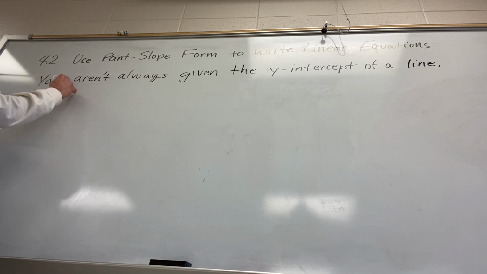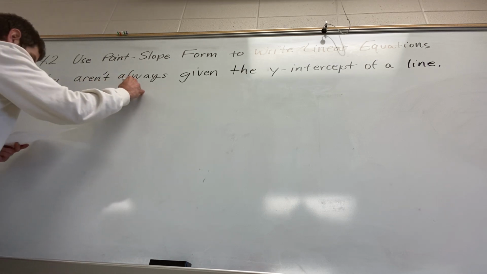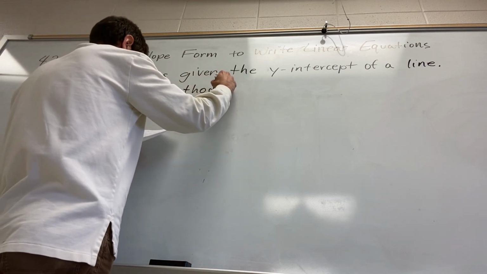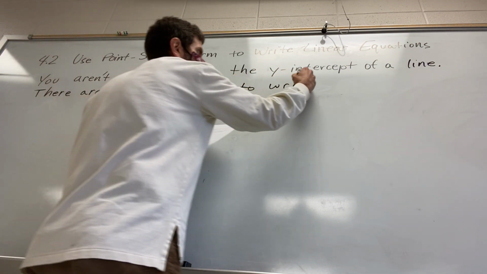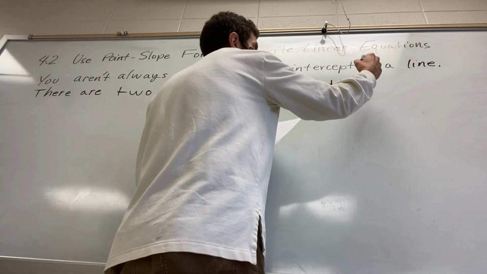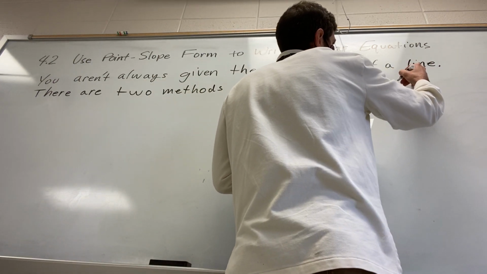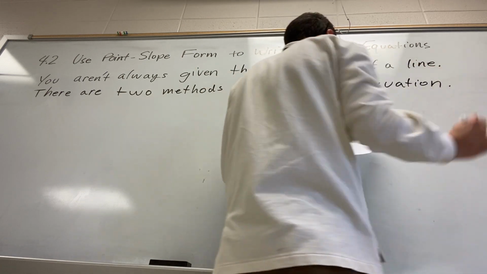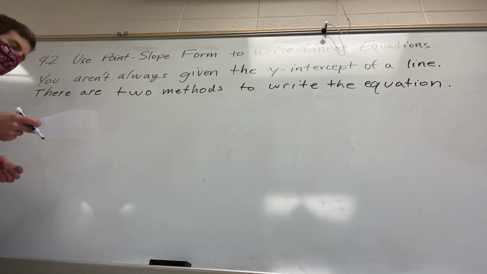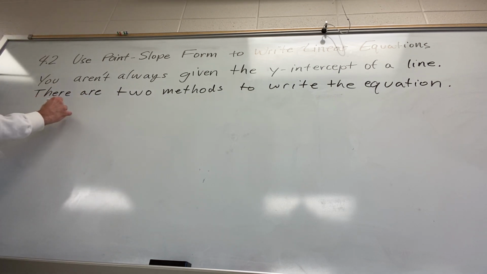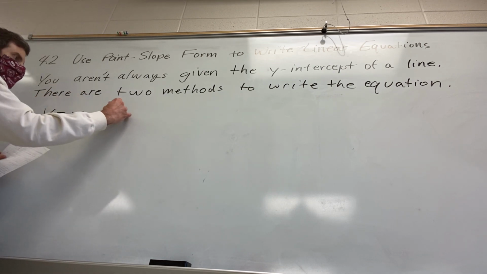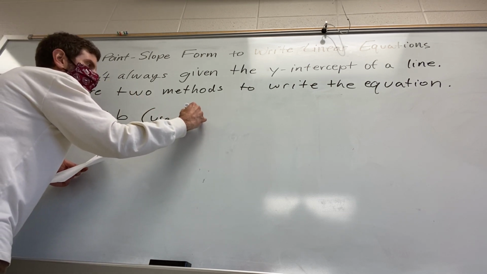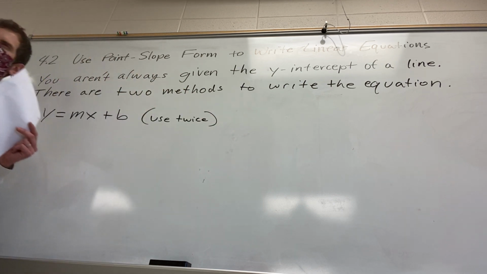There are two methods to write the equation when you're not given the y-intercept. So one method is you can totally use y equals mx plus b, but you're basically going to use it twice. And let me kind of explain what's going on there.